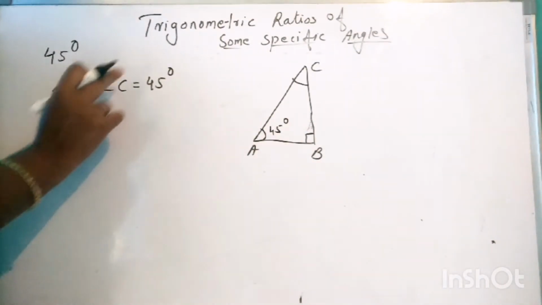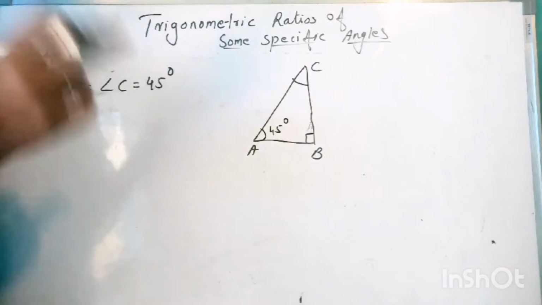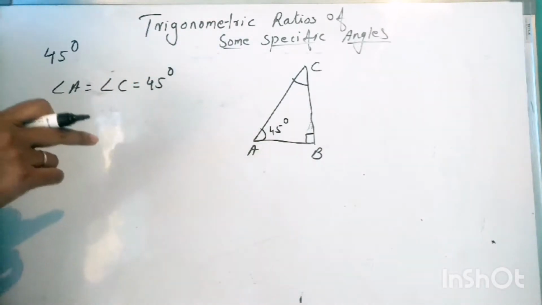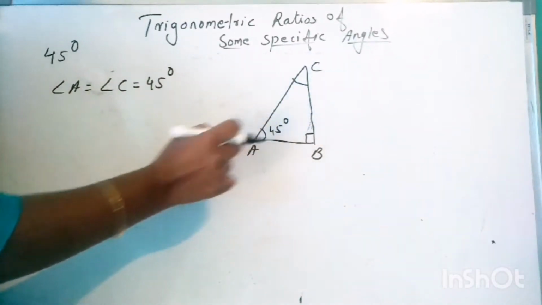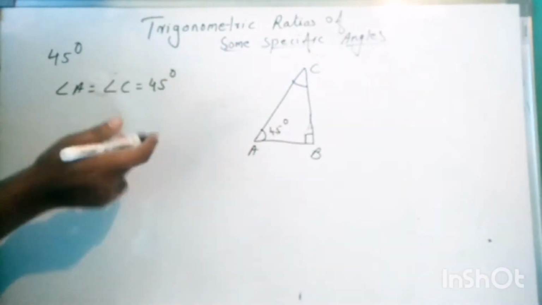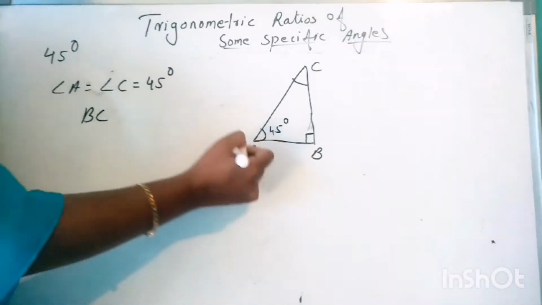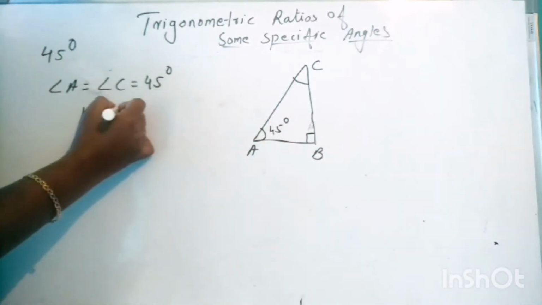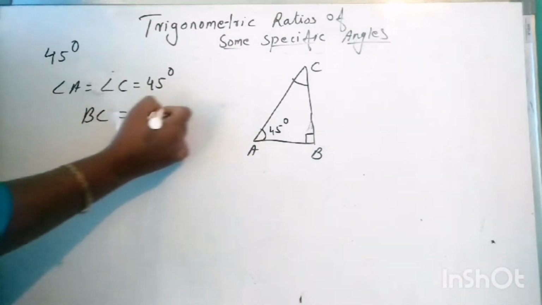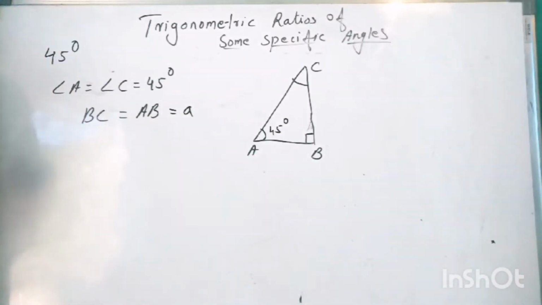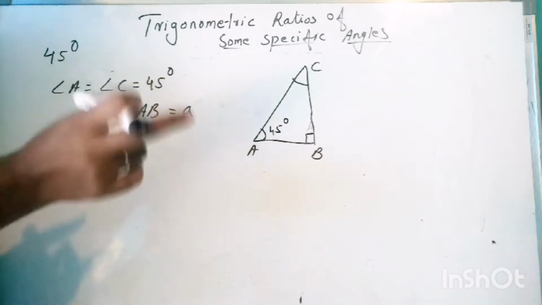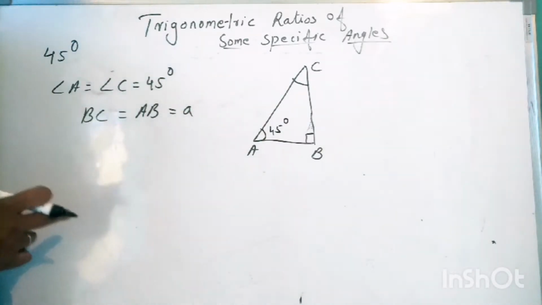Now, angle A is equal to angle C is equal to 45 degree, and we know that the sides opposite to equal angles are also equal in length. So, since angle A and angle C are equal, the side opposite to angle A is BC, and the side opposite to angle C is AB, and they are also equal in length. And I am going to take it as A. Since these two angles are equal, the sides opposite to those equal angles are also equal in length. So I take it as A.